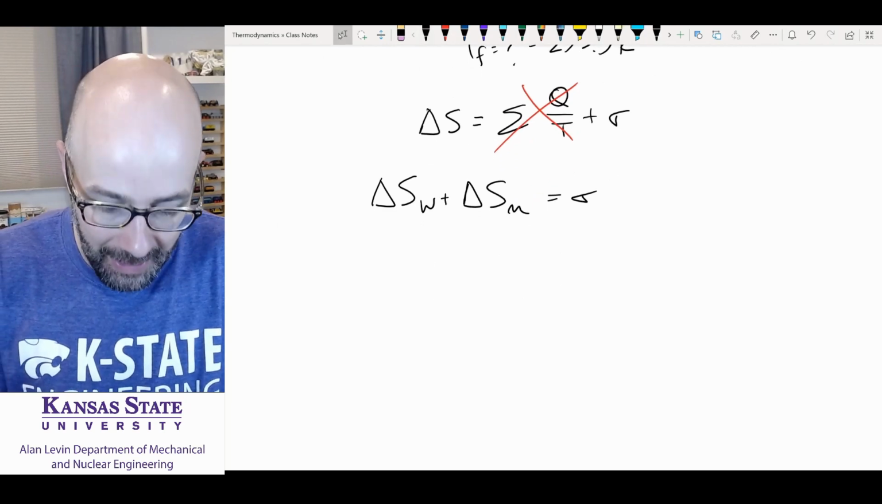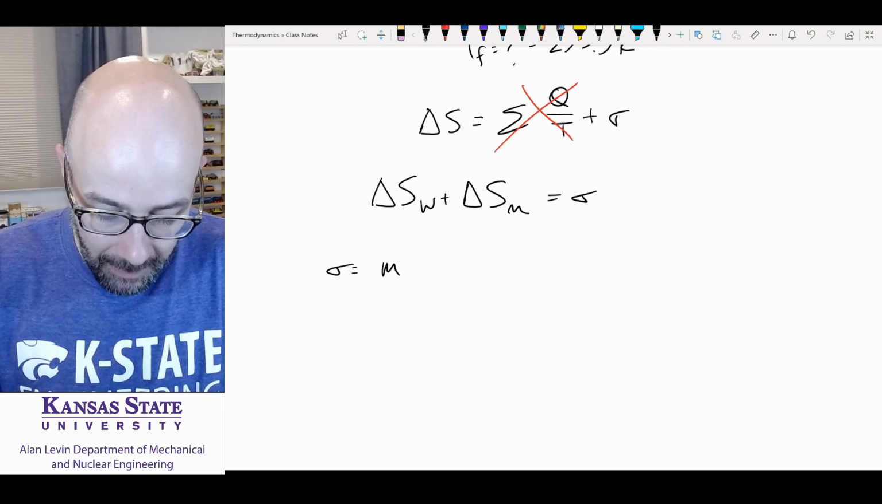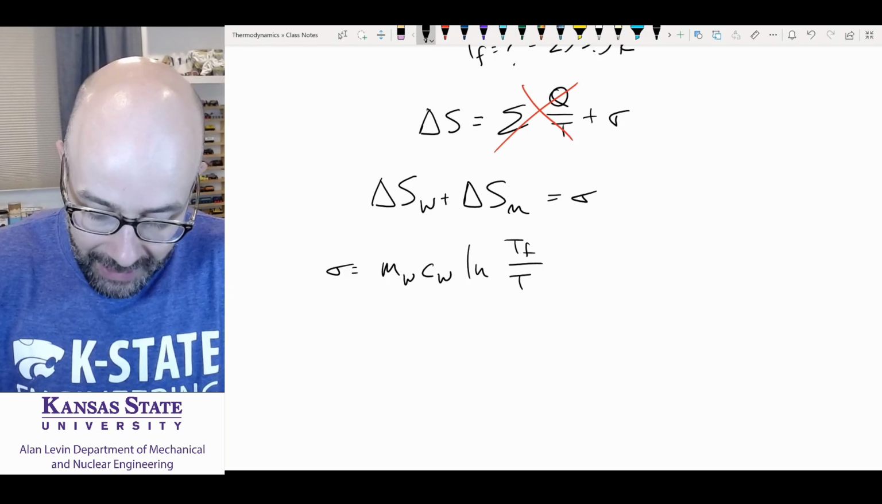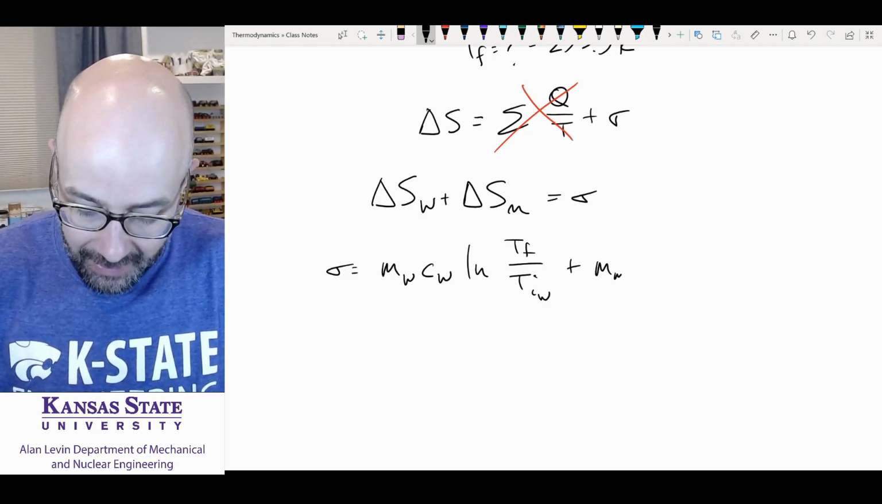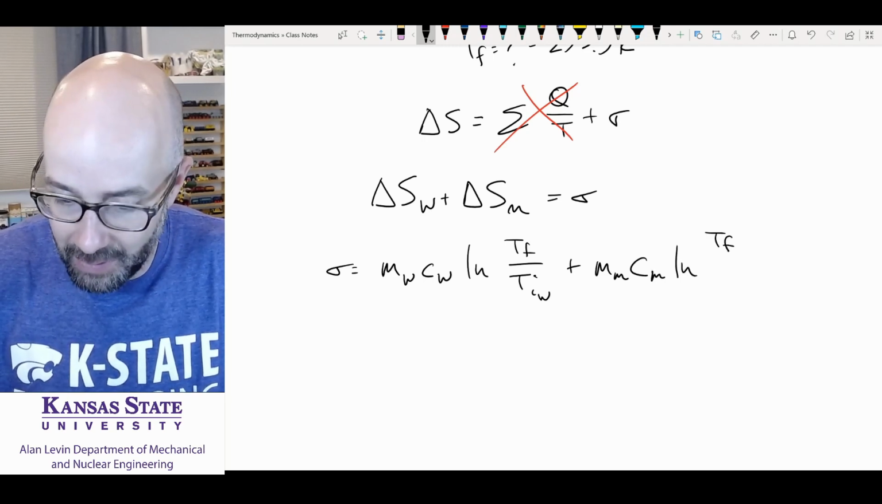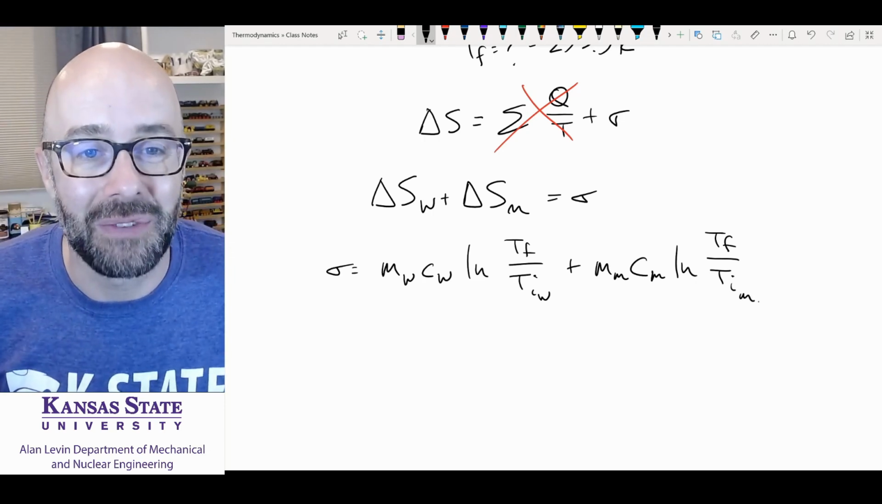So here is where we're going to say sigma is equal to the mass of the water times the specific heat of the water times the natural log of the final temperature over the initial temperature of the water, plus the mass of the metal times the specific heat of the metal times the natural log of the final temperature over the initial temperature of the metal. This is what I want you to find. I want you to find sigma here.